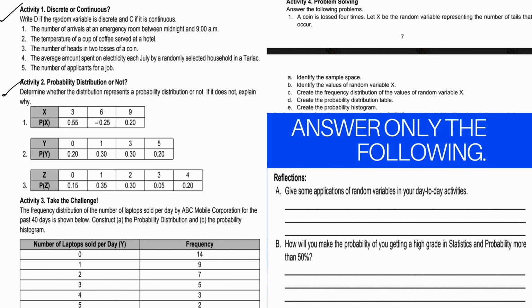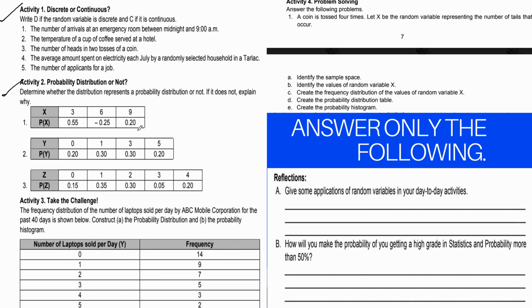Yung activity 1, pag di-differentiate mo lang dyan kung discrete or continuous siya. So, kung discrete siya, D. Pag continuous, C. So, yung mga discrete nabibilang, continuous hindi nabibilang. Okay? Sa activity 2, explain mo lang kung hindi siya probability distribution. Pero kung probability distribution siya, sasabihin mo lang dyan, it is a probability distribution.